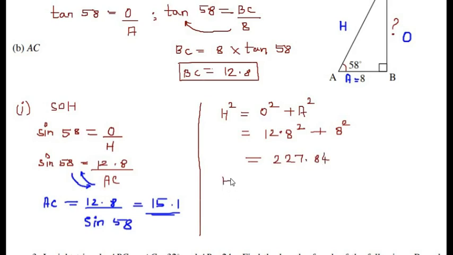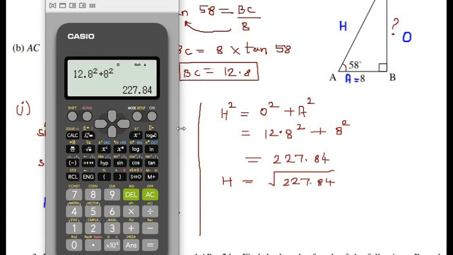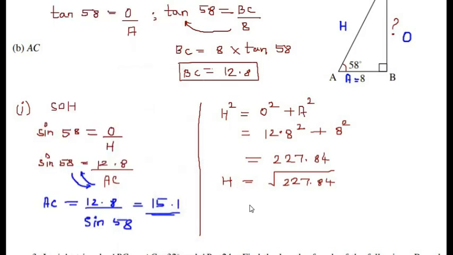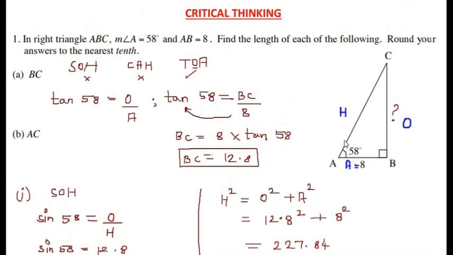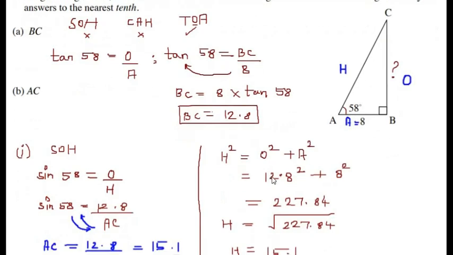Let's check by taking the square root of the answer. The square root of 227.84 gives us 15.09, which can be rounded off as 15.1. So as you can see, both the methods give you the same values. Either you can use the trigonometric ratio to find out the values, or you can use the Pythagoras theorem if you have any two sides given to find out the third side.